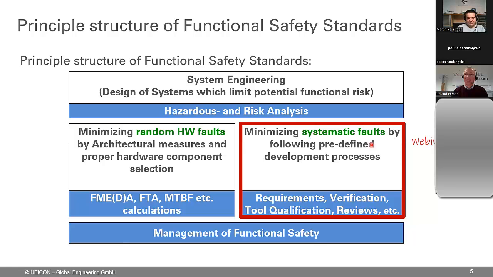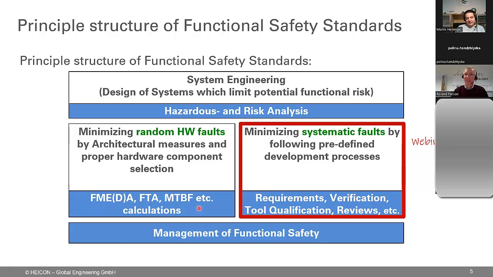It's mainly software, which is mentioned here. Systematic faults are 95% in software, but of course you can also bring in systematic hardware faults, especially if you can program the hardware in FPGAs or similar things, or ASICs. And you see this in the blue line here. In the software you see the different measures which we will talk about now: requirements, verification, tool qualification, reviews, and so on and so forth.